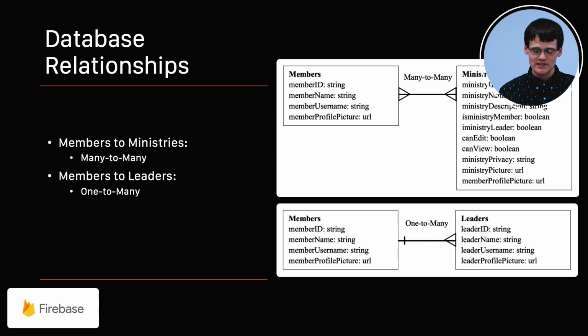Then members to leaders is the same thing for members: name, username, ID, and profile picture, but only one leader is associated with the member. So you can't be a leader and then have multiple members.